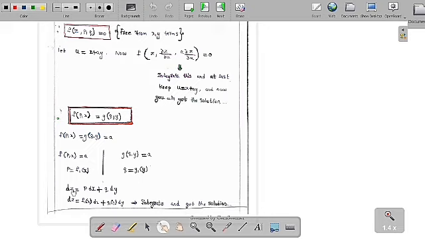So the solution will be dz is equal to p dx plus q dy. But p is nothing but f1 of x and q is nothing but g1 of y, so do the integration and get the solution. Because the variables are separable, x with x and y with y, we will get the solution of this partial differential equation.